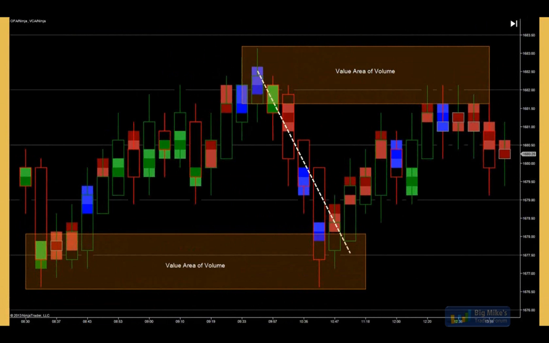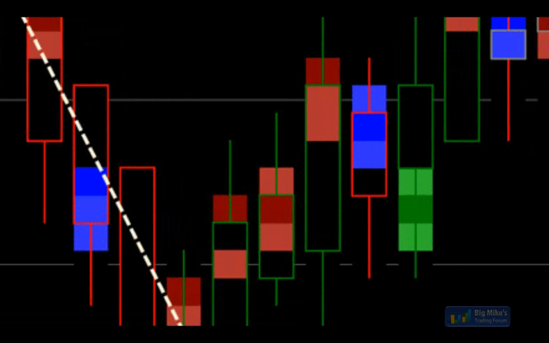And I want you to take note of something. Just like the first advance, we have this little downward pullback, but notice how it's supported by the previous volume clusters. Without penetrating this area, there's not really a change in the sentiment.